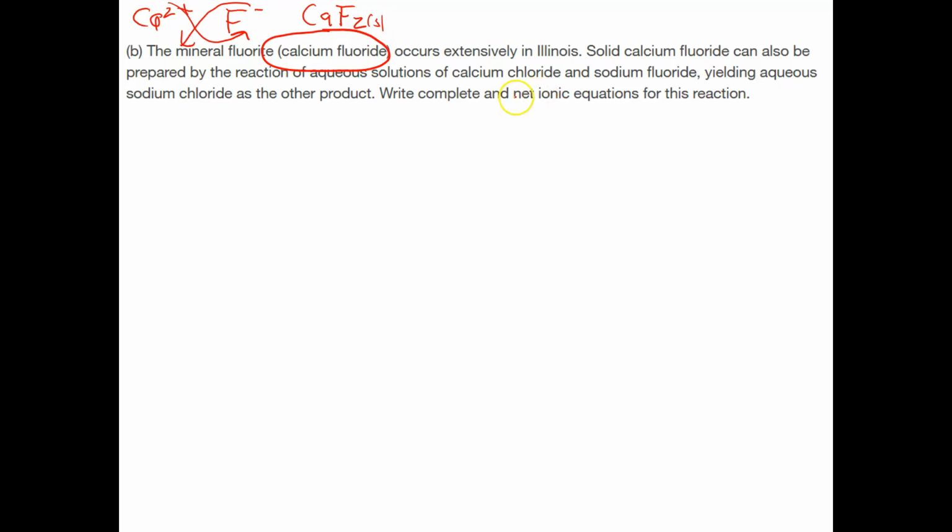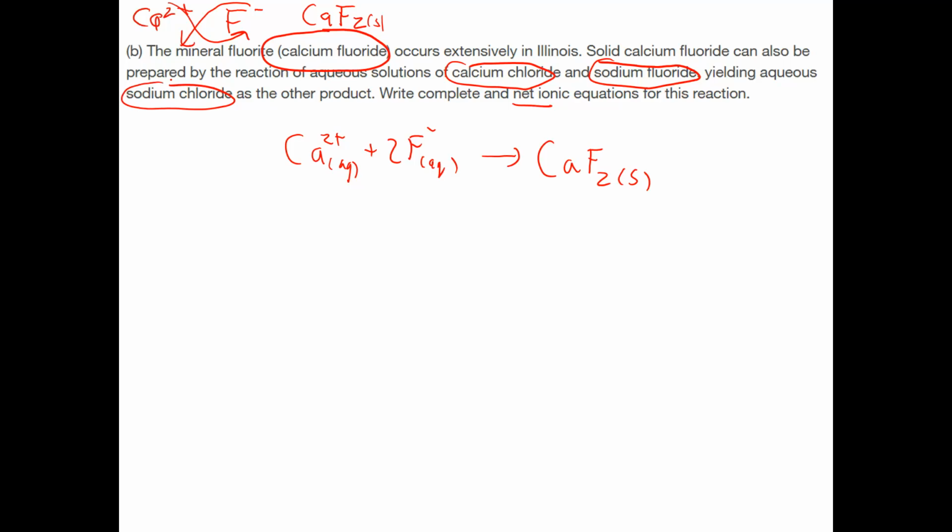So getting the net ionic equation, if you remember, there's a little shortcut that we can do. We can take our product and we can simply separate it into its component ions, and that gives us the net ionic equation. So 50% of the problem was relatively easy to do. Okay, the next part is a little bit more complicated. We have to figure out the formula of calcium chloride, sodium fluoride, and sodium chloride.